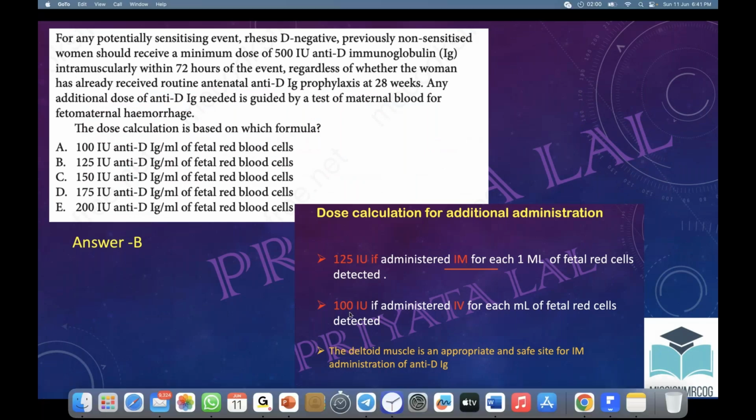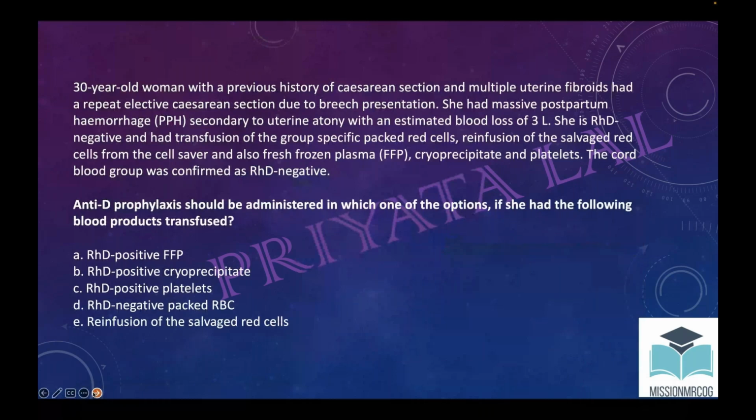The 30-year-old woman with previous cesarean section, multiple fibroids and breech, has massive PPH and blood loss of 3 liters, and she is Rh negative. She had a transfusion of group specific blood cells, reinfusion of cells from cell saver, FFP and platelets. Cord blood is confirmed Rh negative. So anti-D prophylaxis is administered if she had which of the following blood products transfused? C, ma'am.